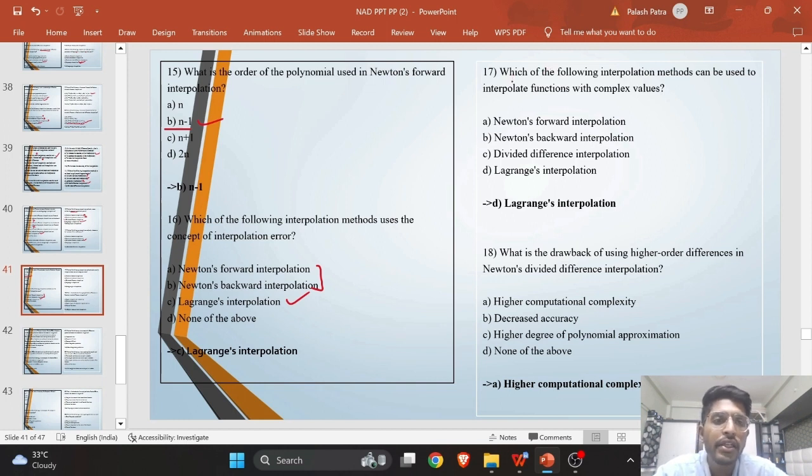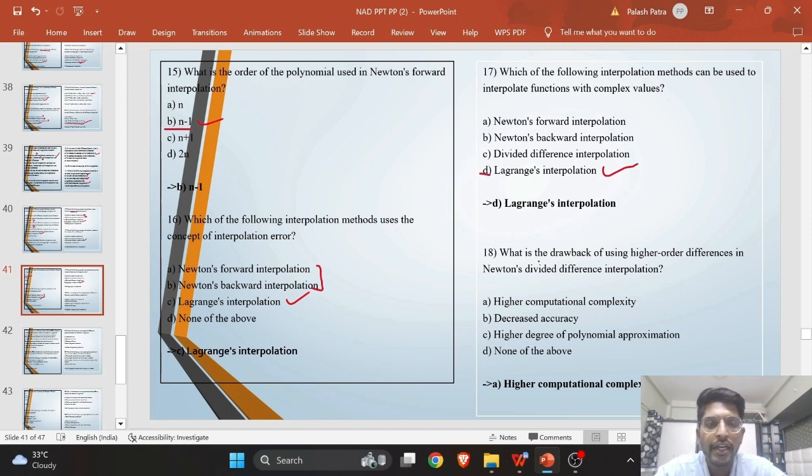The 17th question is which of the following interpolation methods can be used to interpolate functions with complex values? For calculating complex values, we use the Lagrange's interpolation as it is more suitable for the calculation. Newton forward and backward is valid only for evenly spaced data points, so it doesn't work on complex values. Similarly, the divided difference interpolation also doesn't work on complex values. So the Lagrange's interpolation is the correct answer, which is option D.